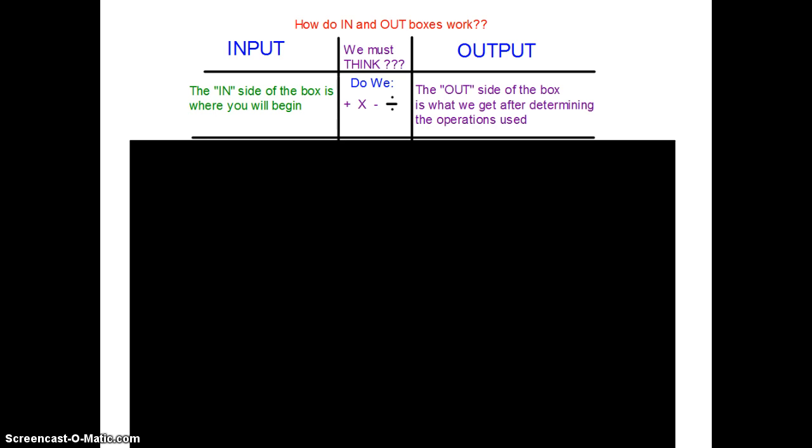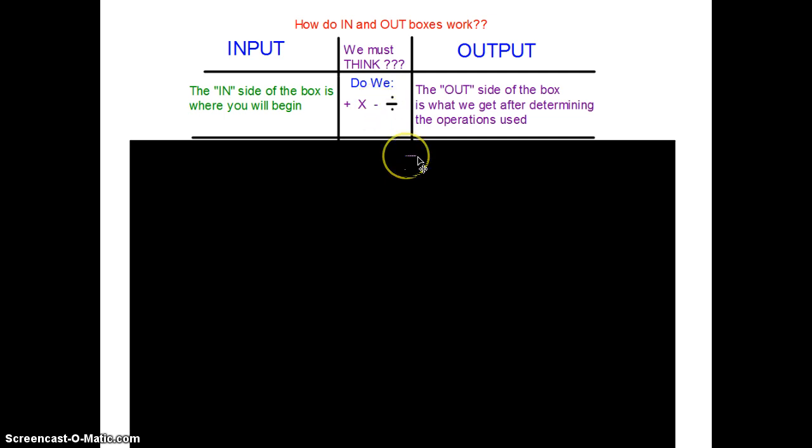Okay, so with the in boxes, we have the input and the output. The inside of the box is where you always begin, and something happens in the middle to get you to the outside box. The outside of the box is what we get after we determine the operation. So just like in a number pattern, we're going to be either using addition, multiplication, subtraction, or division.